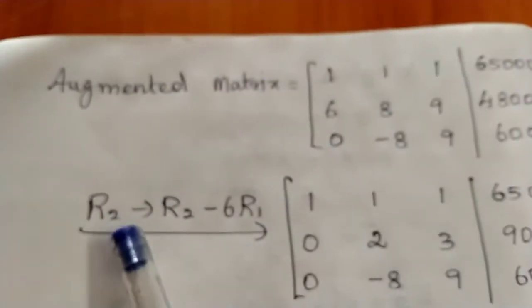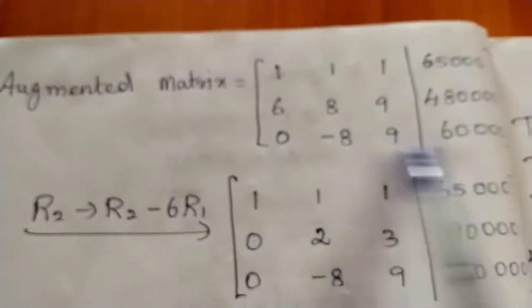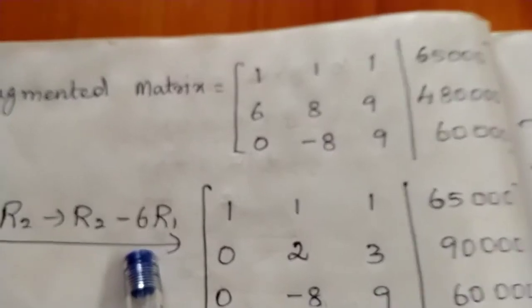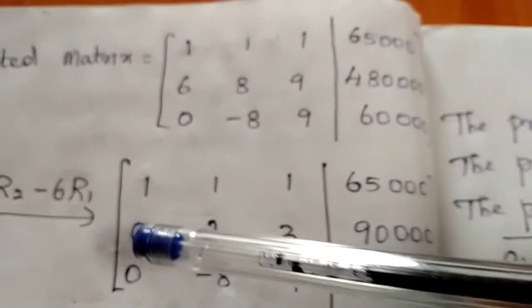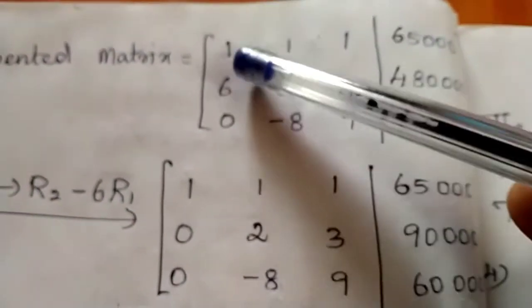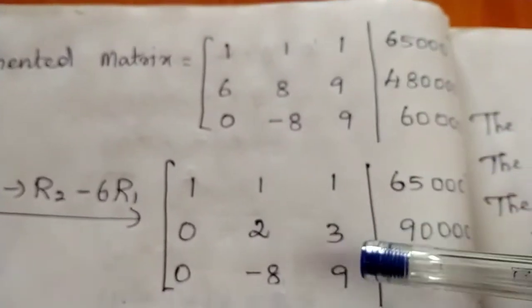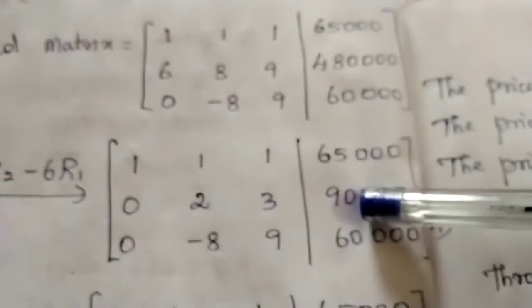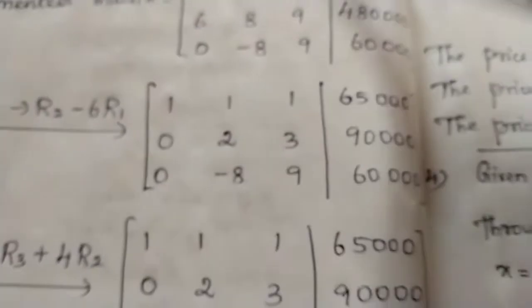Then R2 implies R2 minus 6 R1. Here 0 is already there, therefore R3 no change, R2 only. R2 implies R2 minus 6 R1. Directly we can find. That is multiplied by 6. 6 minus 6 is 0. 8 minus 6 is 2. 9 minus 6 is 3. Here multiplied by 6, simplify, 90,000. Subtract, okay, and 90,000 we get.